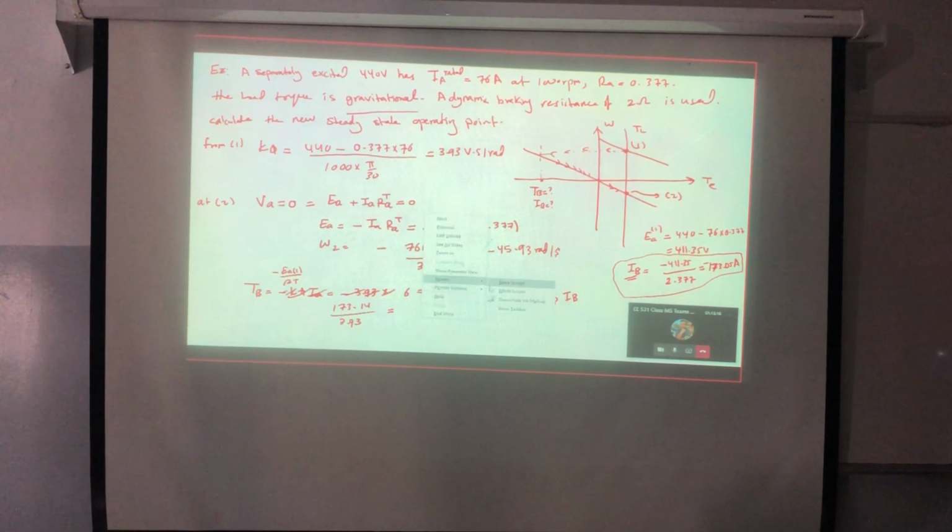Okay, let's write another one. So now design RB such that IB is not allowed to exceed the rating value. IB equal to rating.